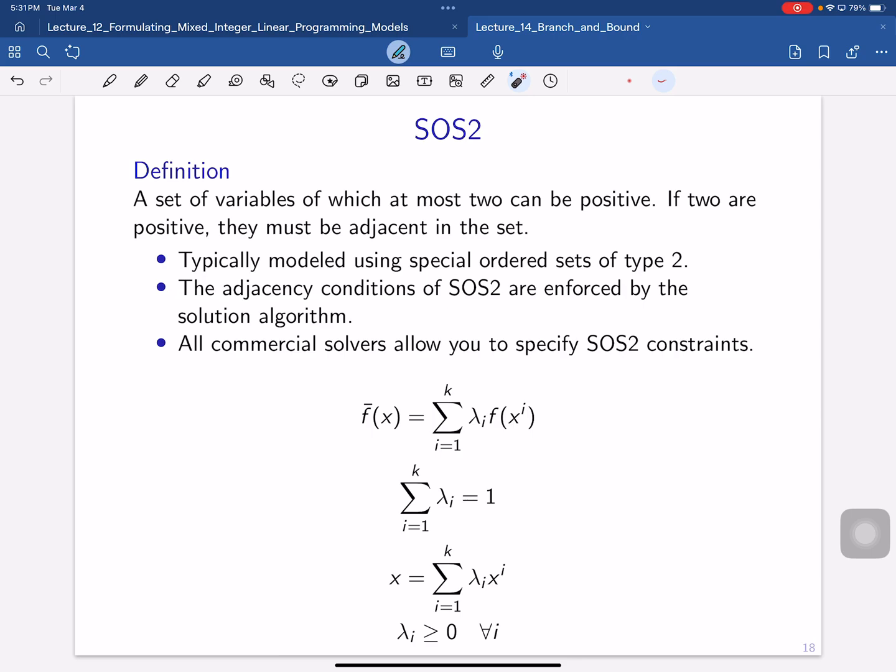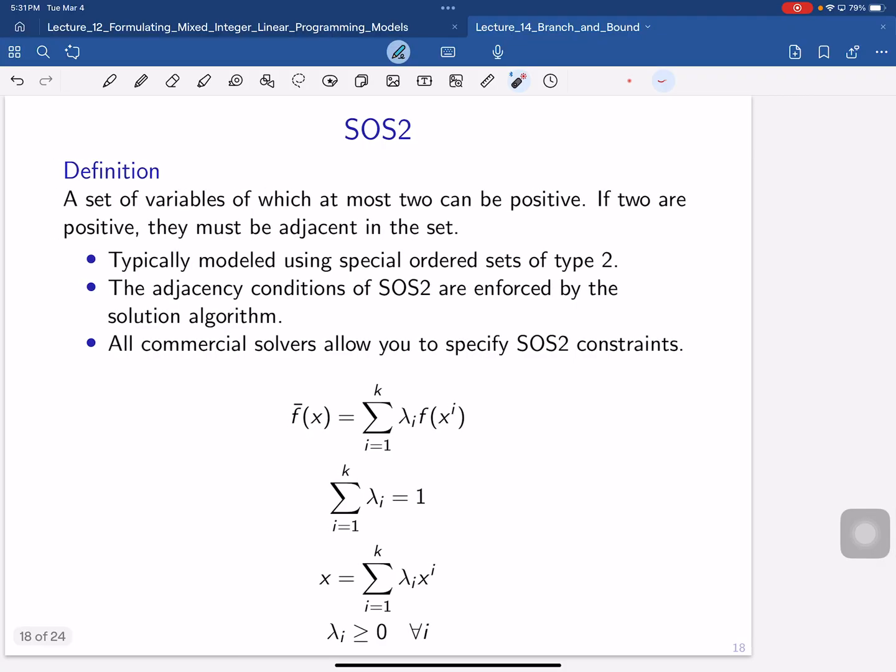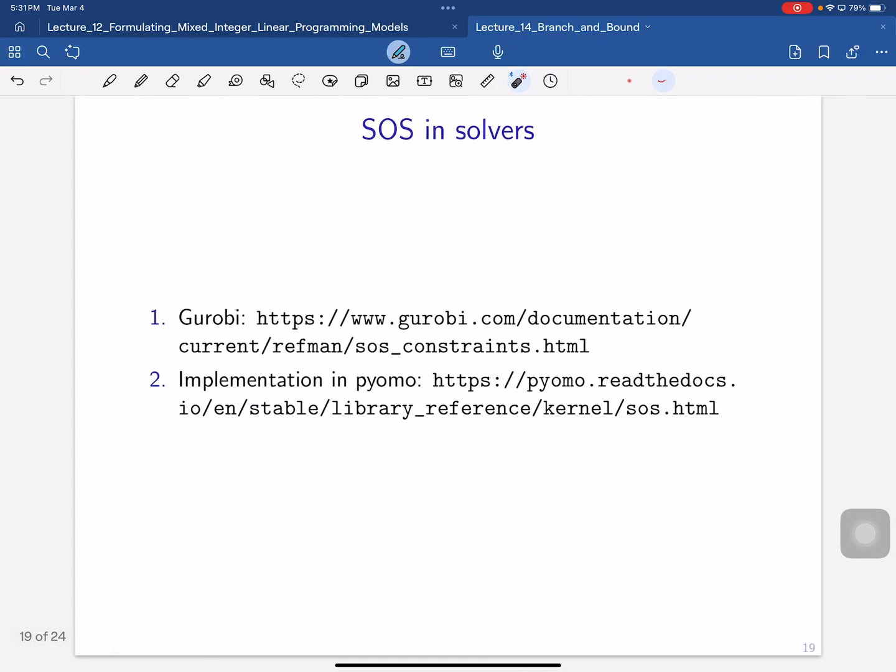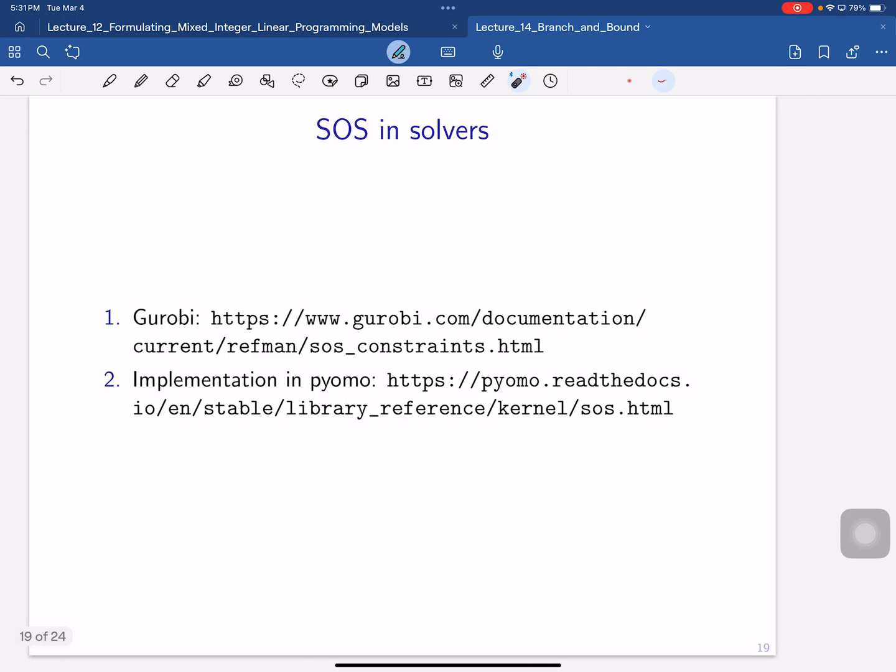I'm sure there are many applications, especially if you work on chemical engineering problems. There are many non-convex functions. So let's assume you don't want to directly solve the non-convex problem, then you could use piecewise linear approximations and then leverage a MILP solver. And that's the practical application of SOS2. Yeah, and then I give you some examples of SOS2 in Gurobi and the implementation in Pyomo.